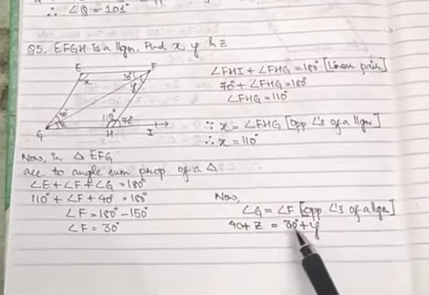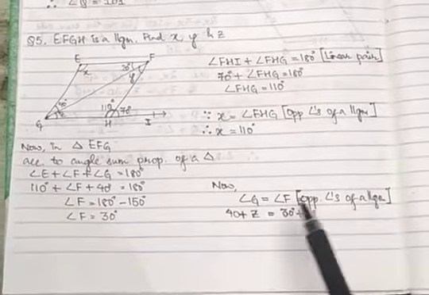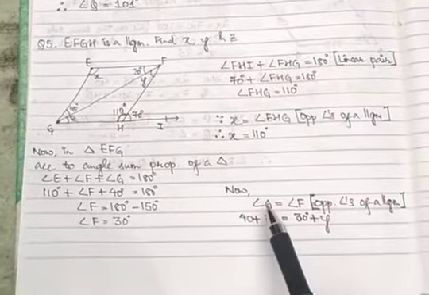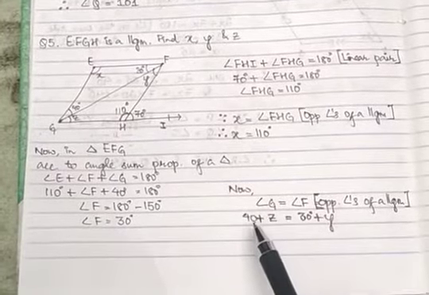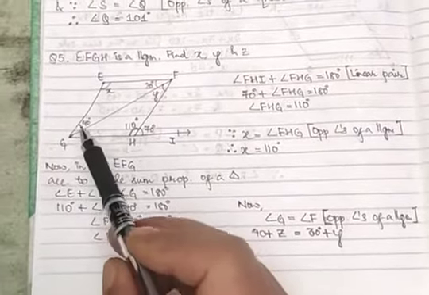Angle F was also divided into two sections. So opposite angles of a parallelogram, the reasoning is very important. G was divided into 40 and Z, isn't it? That is why in place of G I substituted 40 plus Z. See? Okay, can I do that? Did you understand this part?